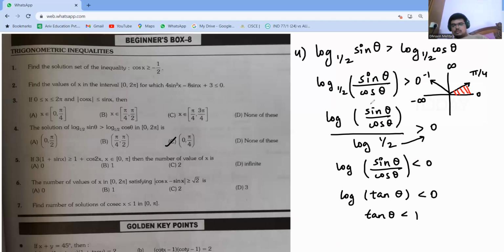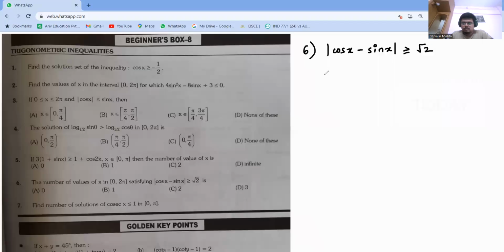Yeah, so we'll do that. We'll remove the modulus. We have cos x minus sin x greater than equal to root 2, or cos x minus sin x less than equal to minus root 2. ठीक है, how does this help? फिर उसके बाद we can square both the sides. फिर उधर से 1 माइनस साइन थीटा आ जाएगा greater than 2.